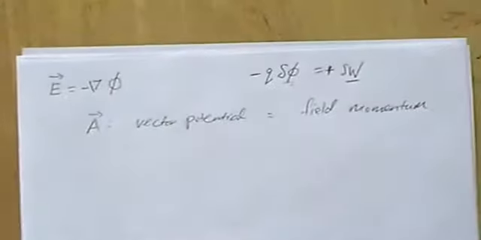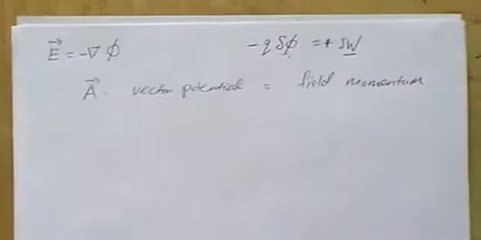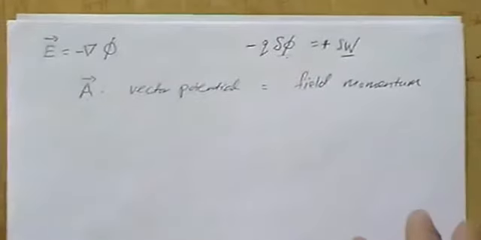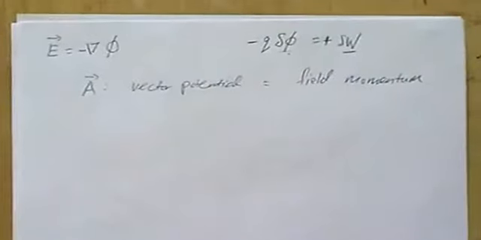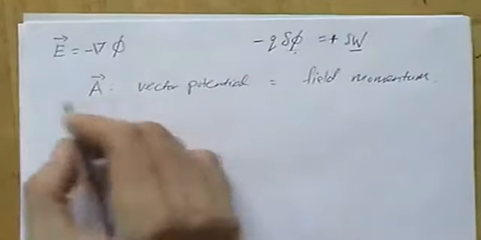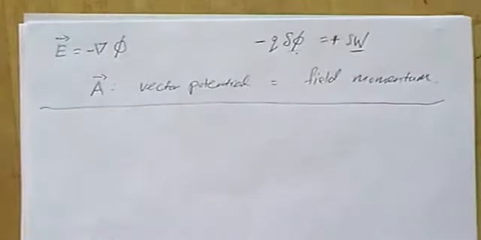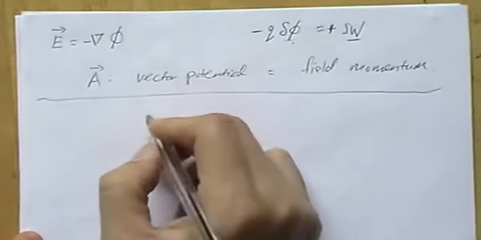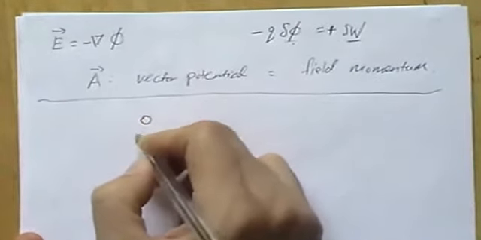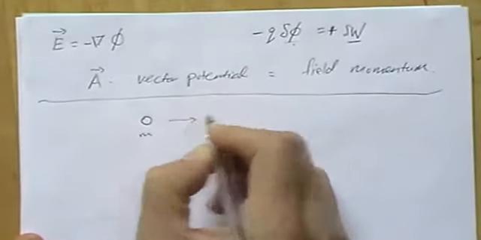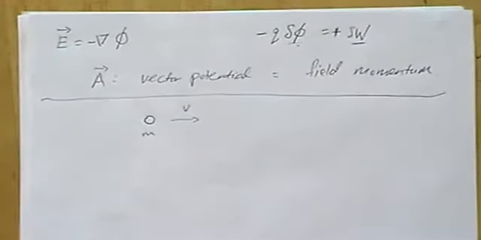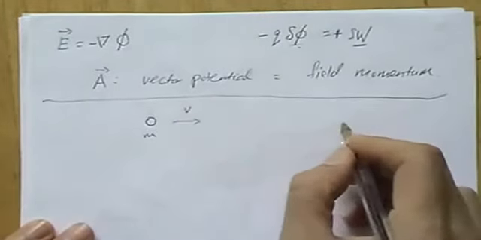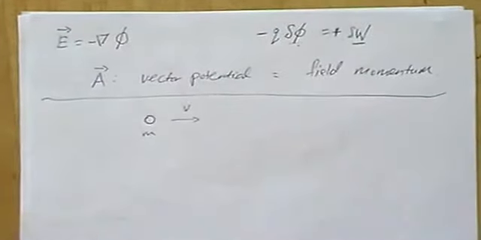Now we are ready to take this idea and use it on quantum mechanics of a particle in a field. Now let's start with the very simple example in quantum mechanics where we have just a particle of mass m, let's say moving with a speed v along, say, the x direction.